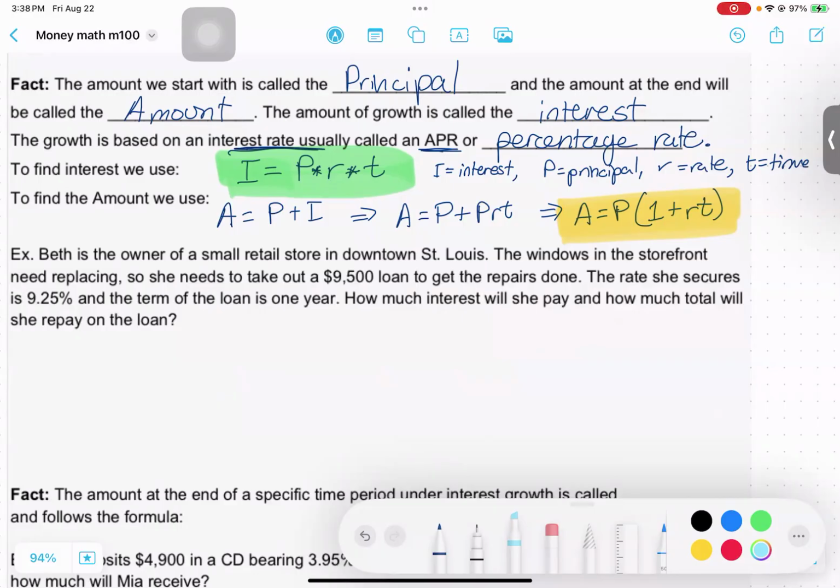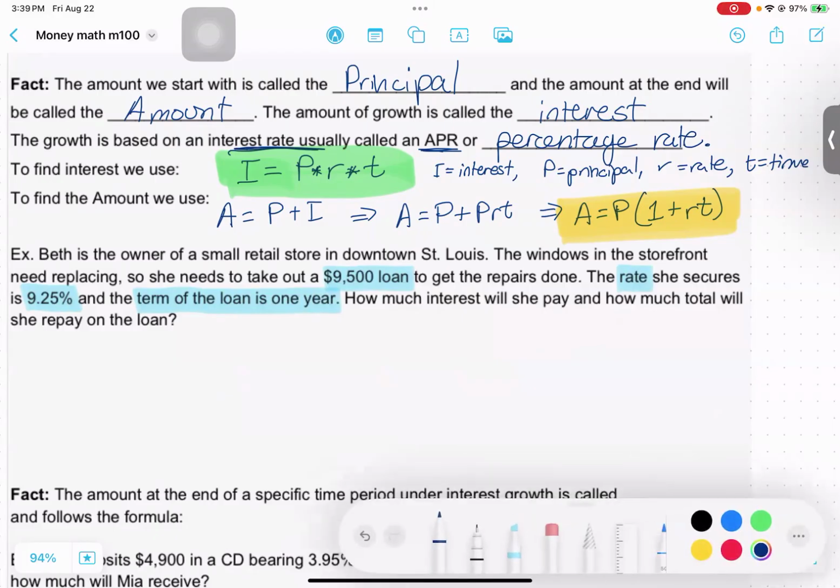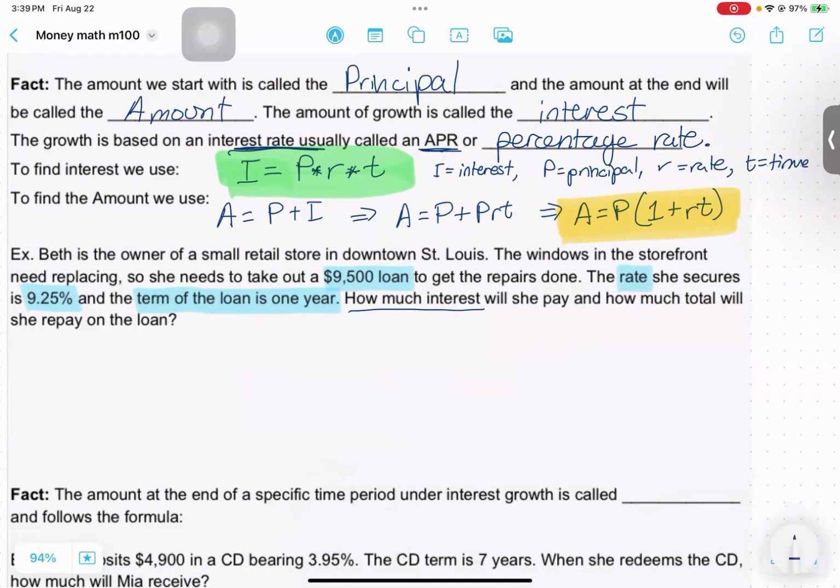So she takes out a loan for $9,500. That's a principal on the loan. The rate she secures, again, those rates often come with those percentages, so that's really nice. That's our rate. And the term of the loan is 1 year. So she has 1 year again to pay it back, okay? Now I'm going to underline this part. I need to answer how much interest she will need and how much total she'll have to pay back. Okay. But she gets to reopen her business. So hopefully she can make it back and make it really worthwhile.